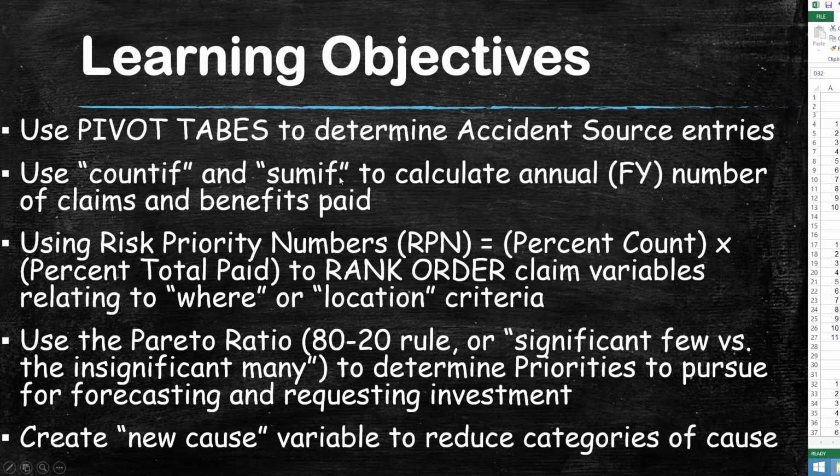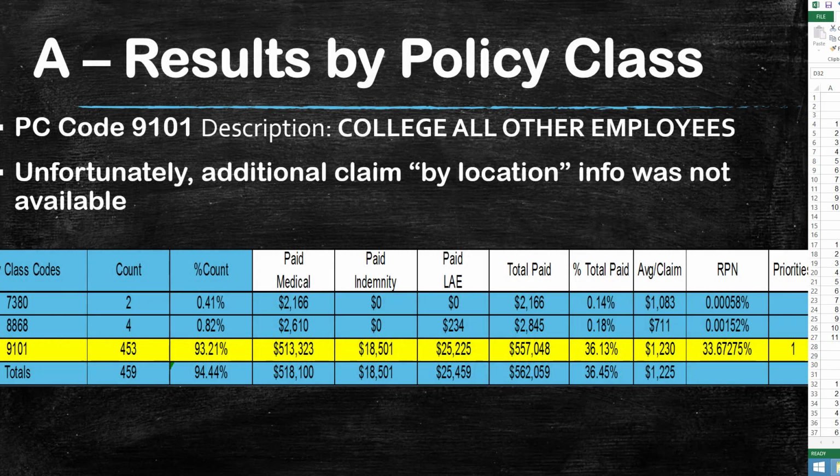We're going to be using the similar COUNTIF SUMIF to fill our tables, and then we're going to use the risk priority number just like we did last time. It's basically the same steps, except that we're going to be redefining what cause is for this. That's otherwise pretty much the same.